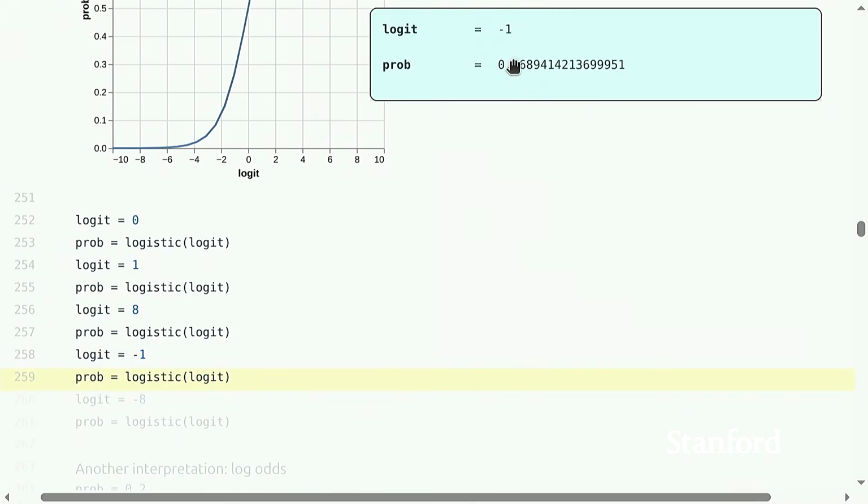And in the other direction, if I have a logit of minus 1, then my probability is 0.26, 0.27, and then at minus 8, it gets very, very close to 0. Okay, so this is the logistic function.